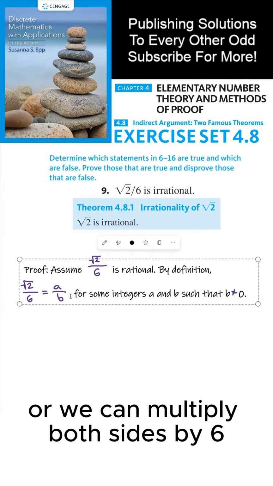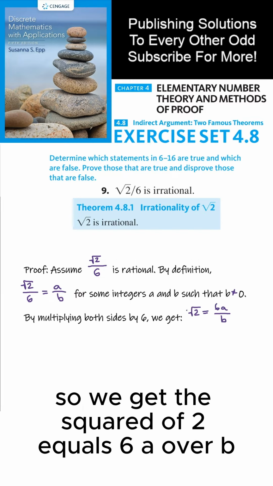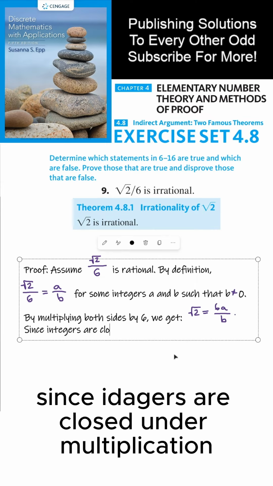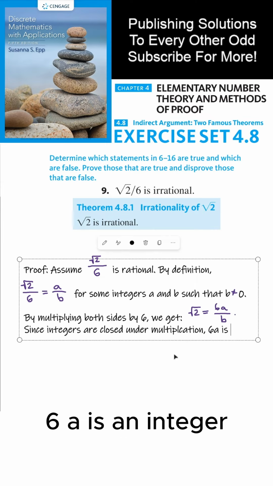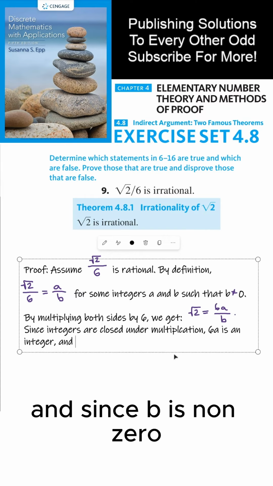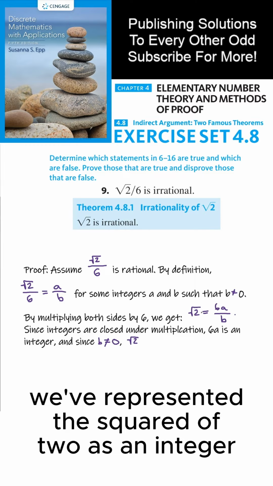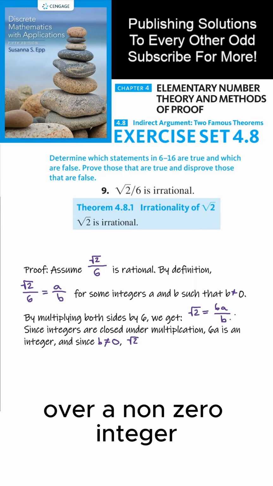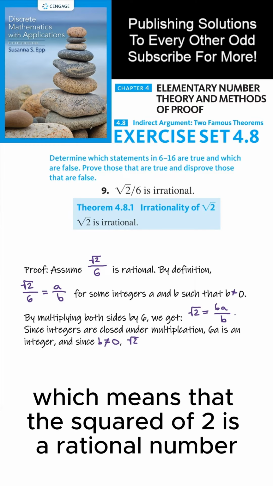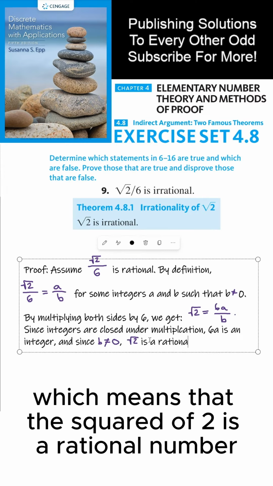Well, we can multiply both sides by 6. So we get the square root of 2 equals 6a over b. Since integers are closed under multiplication, 6a is an integer. And since b is non-zero, that means we've represented the square root of 2 as an integer over a non-zero integer, which means that the square root of 2 is a rational number.